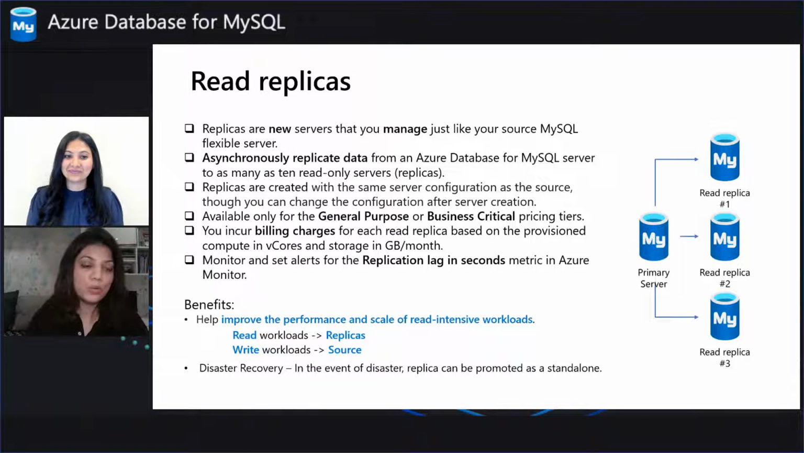In case you want to have your read workloads routed to read replicas, that's one use case. Second is a disaster recovery strategy, an alternate one along with the high availability or geo restores that is provided by the managed service.